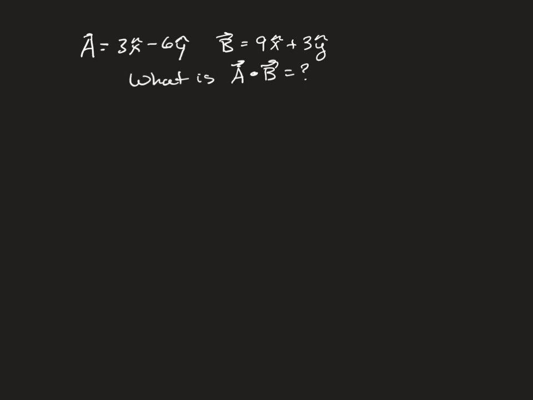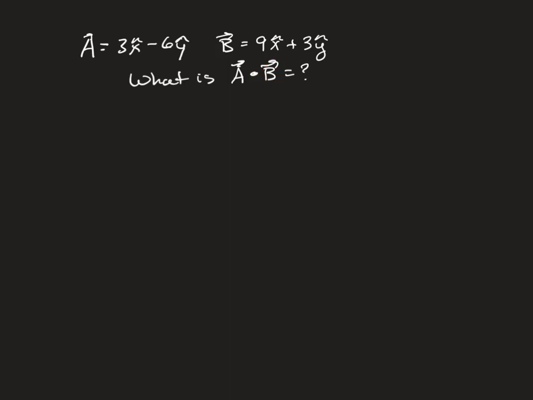Alright, so this video is an example problem using the dot product. We have two vectors here, A, which has 3 as the x-component and -6 as the y-component, and B, which has 9 as the x-component and 3 as the y-component. And our goal is to take A dot B.